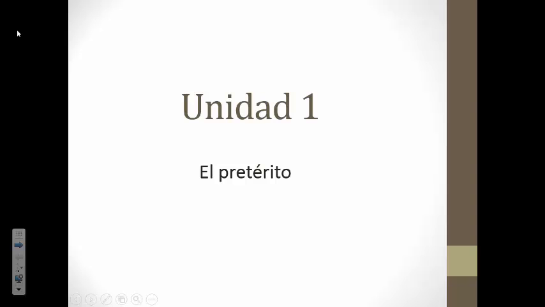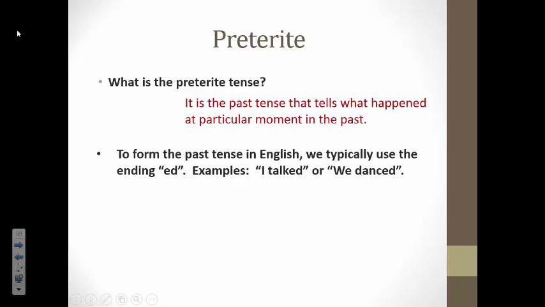Okay, so we're going to take a few minutes today and review the preterite tense. First up, what is the preterite tense? Remember that the preterite is the past tense that tells exactly what happened in the past. That action, when you use the preterite, is considered to be done and over with. So, I ate breakfast at 8 o'clock, and then I left at 8:15.